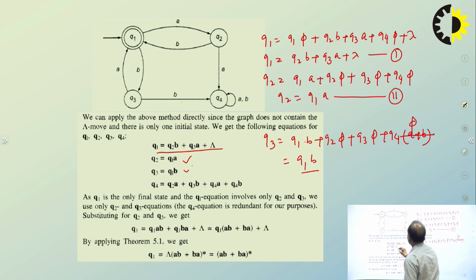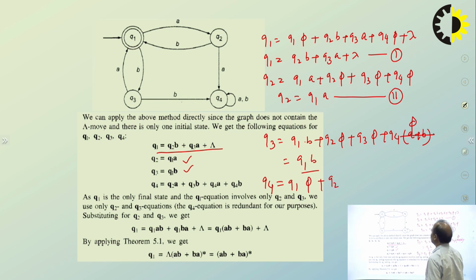This is Q3. So if you just go to Q4, you will see that Q1 alpha 1 4. 1 to 4 there is no transition, plus Q2 alpha 2 to 4, there is a transition. All the transitions will be covered. Q3 alpha 3 to 4. 3 to 4 is B, plus Q4 alpha 4 to 4. 4 to 4 is either A or B, right?